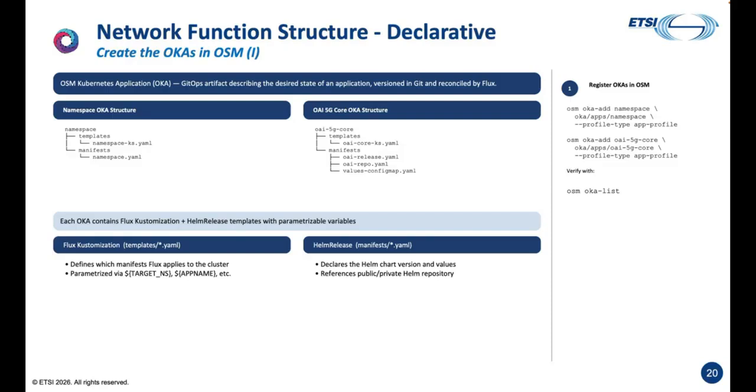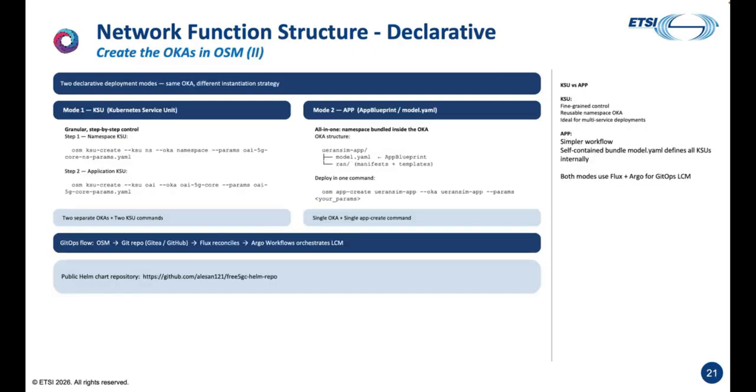This is a new way to create applications, and this is the best way to create applications in OSM using these OKAs. This is a new feature that we want to introduce. And also this is all in a declarative way. Something is happening in the source of truth. You can see all the different manifests and components that are created in the source of truth. So if you need to modify something, you can do that also with OSM.